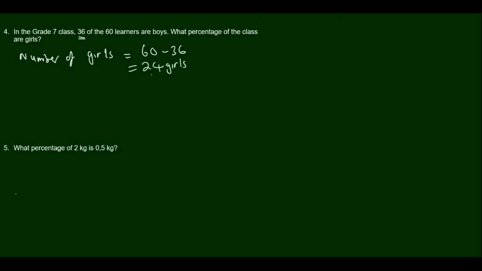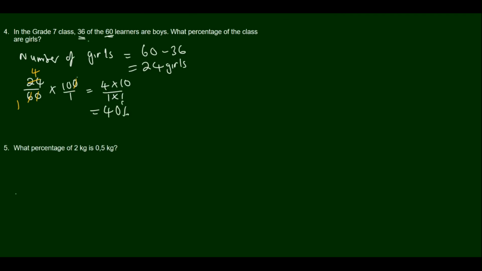Now we can express these 24 girls as a percentage of 60 learners. So say 24 out of 60 times 100 over 1. Divide by 10. Divide by 10. Then 6 into 6, 1. 6 into 24 is 4. Then 4 times 10, we're left with 4 times 10 over 1 times 1, which is 40%.